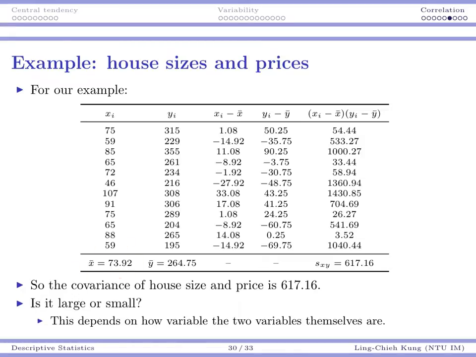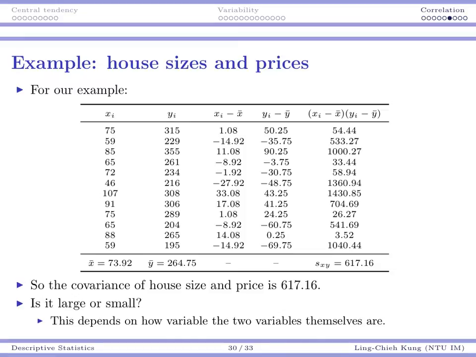For x and y, we calculate their sample means. Then for each data point, we can derive the deviation from the mean, right? Xi minus x bar and yi minus y bar. For each house, we can calculate these two numbers, and then we find their products. For this specific example, all the products are positive.